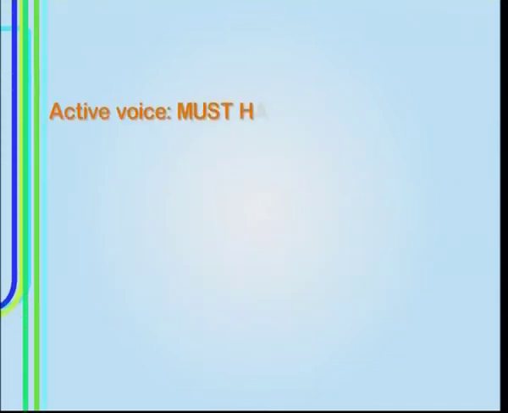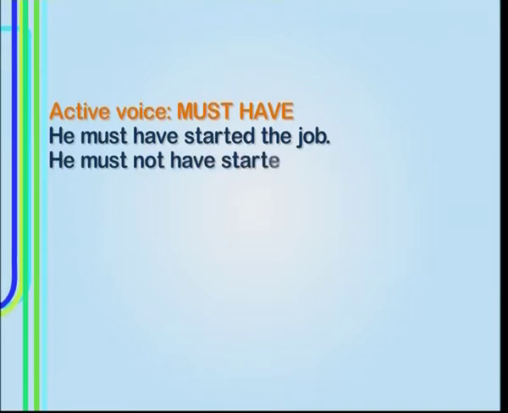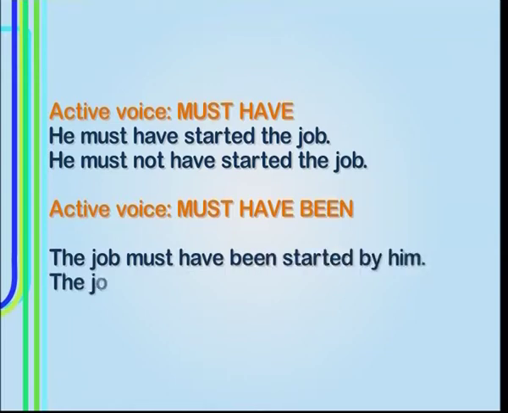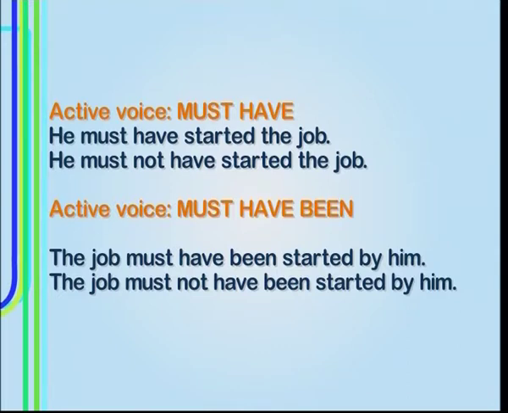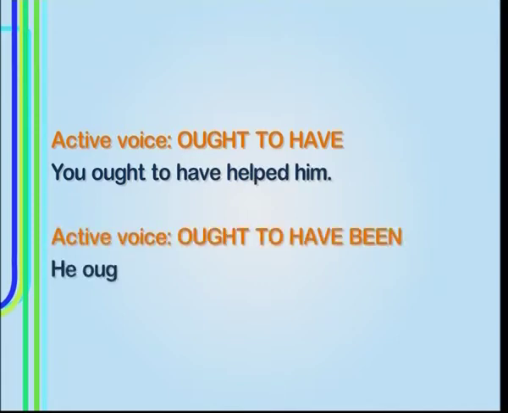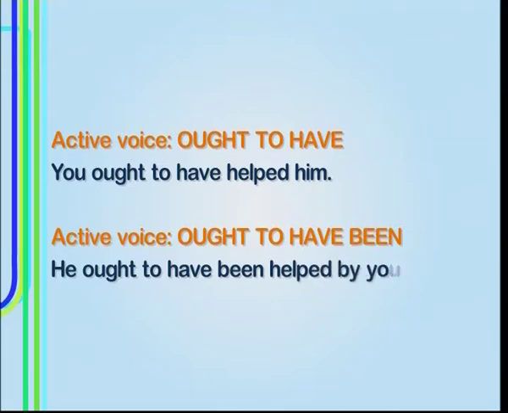Active voice, must have. He must have started the job. He must not have started the job. Active voice, must have been. The job must have been started by him. The job must not have been started by him. Active voice, ought to have. You ought to have helped him. Active voice, ought to have been. He ought to have been helped by you.